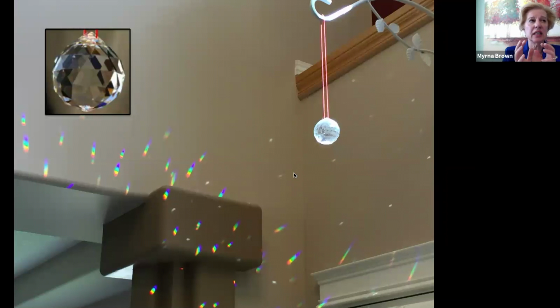And what it does is that it changes the direction of the energy. It uplifts the energy, it slows down the energy, so it's not as impactful when you are in bed and having that rushing energy at you. Okay.